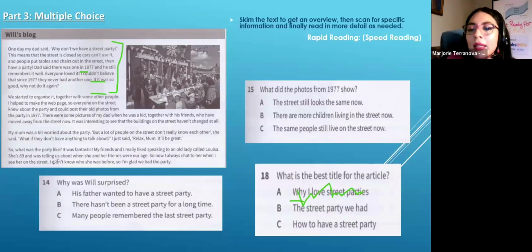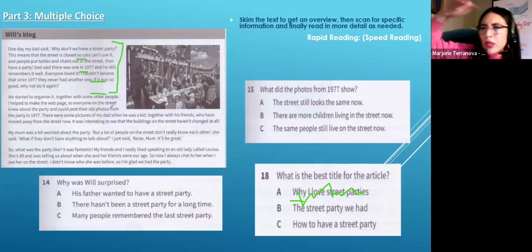So now I can identify, okay, why I love street parties. That was not how to have a street party. Well, in here it says that maybe we have to close the streets, no cars are allowed. But is it exactly how to have it? Are there all the steps on how to have a street party? I don't think that really means that, okay?